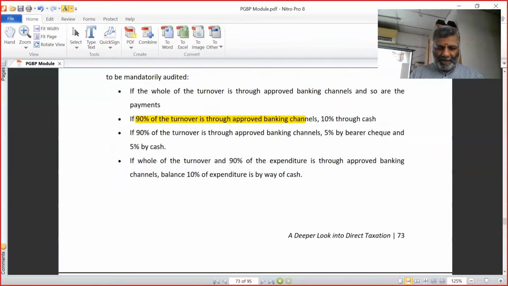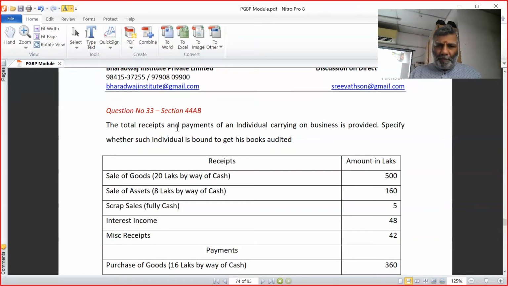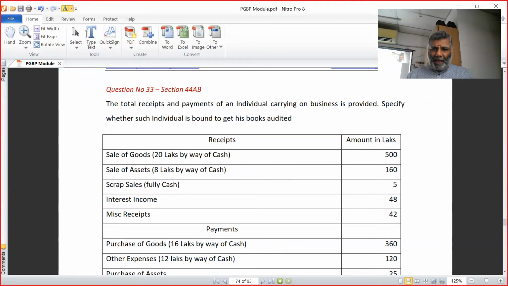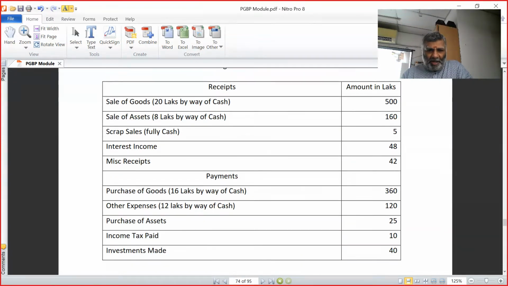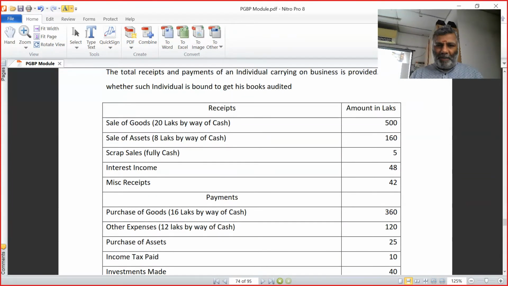Progressing to the next question. The total receipts and payments of an individual carrying on business is provided. Specify whether such individual is bound to get his books audited. Receipts: sale of goods, sale of asset, scrap sales, interest income, miscellaneous receipts. Payments: purchase of goods, other expenses, purchase of asset, income tax paid, investment made.